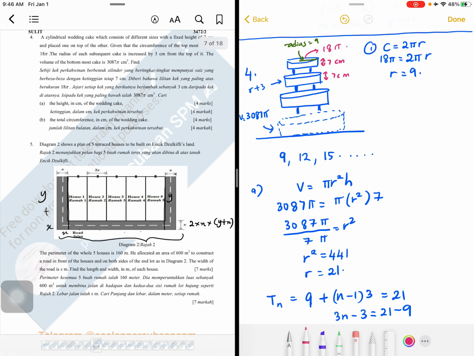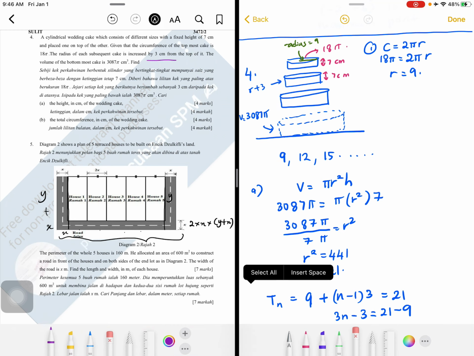Okay, so for question number 4, I know you have read this question, I don't want to read it anymore. Tapi ada satu benda yang kamu perlu tahu. Sebenarnya dia tak ada apa? Dia tak ada kaki. Okey, dia tak ada kaki. Katakanlah kek tu berlapis-lapis kan. Okey, so dia kata dia nak buat kek ni. Setiap kek tu tinggi dia 7 cm. Tetapi what makes it different from each cake adalah the radius. So the radius itu bertambah menjadi 3 cm from top dan ke bawah, sehingga ke bawah. Increase by 3 cm from the top of it.